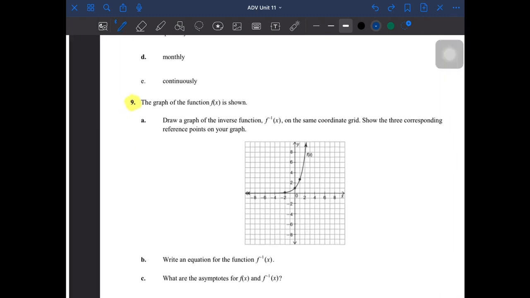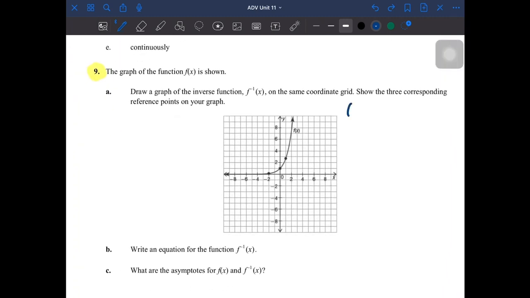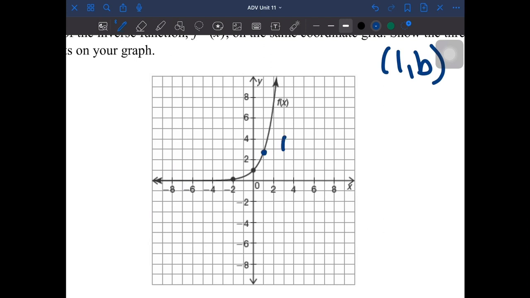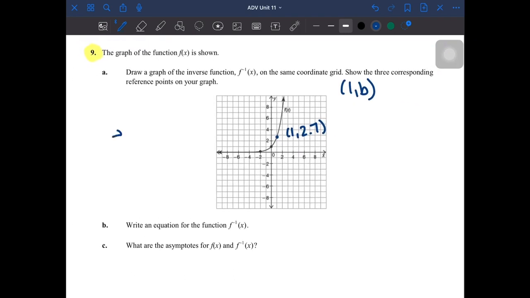Okay, here's the other one I want to talk about real quick. Same thing. We want to look for 1, b. If I zoom in here, I see that this point right here is like 1, 2.7 maybe. I want to remind you, the value of e is close to 2.71. This is extremely close. So that's telling me that this function right here, f of x, is e to the x. Okay, that is one I would probably memorize. That would probably help.